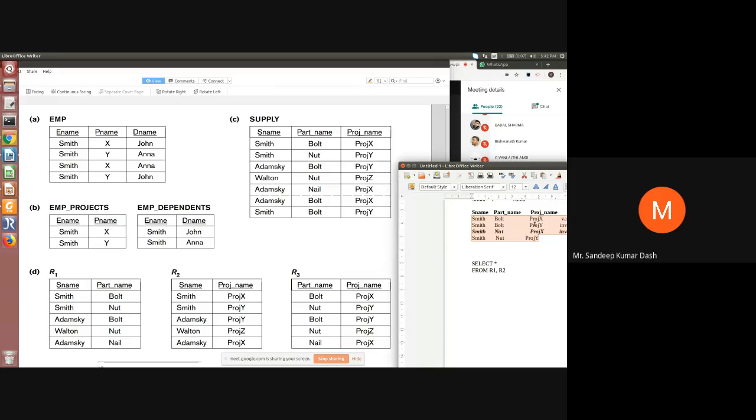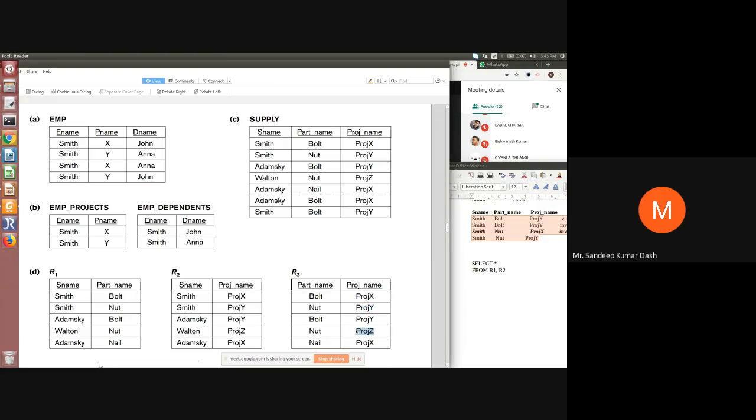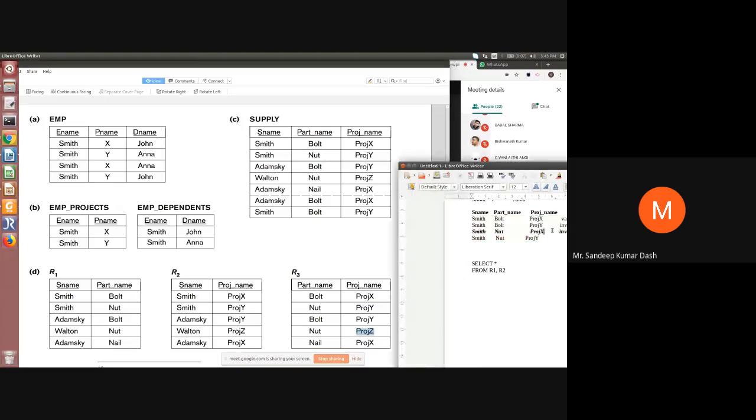Then Smith bolt with project Y. Smith bolt project Y is also there. Smith bolt will be combined with bolt project Y, so Smith bolt project Y is also present, no problem. But Smith knot project X will be obtained from nowhere, because knot is not present with project X. Knot is present with project Y and project Z. So this particular row you will not get in the R1, R2, R3 natural join.